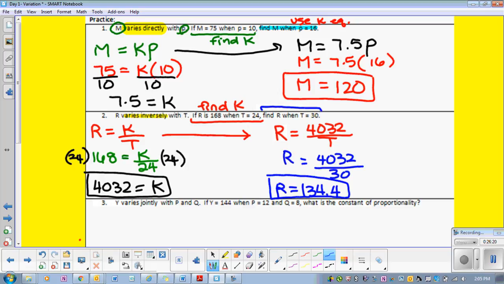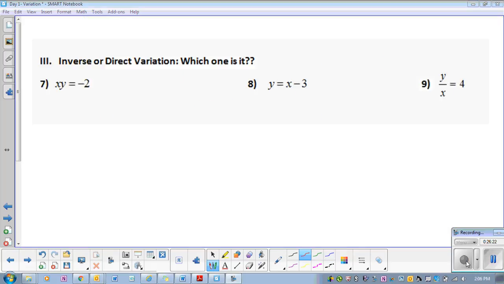All right, so let's go back to our note 3. So the next part here, they're asking you, is this inverse or is this a direct variation? The thing is, they will ask you problems like this, and they'll say, is it inverse, is it direct, or is it neither one of them? Well, let's think about this, guys. Inverse, what's the equation for inverse?